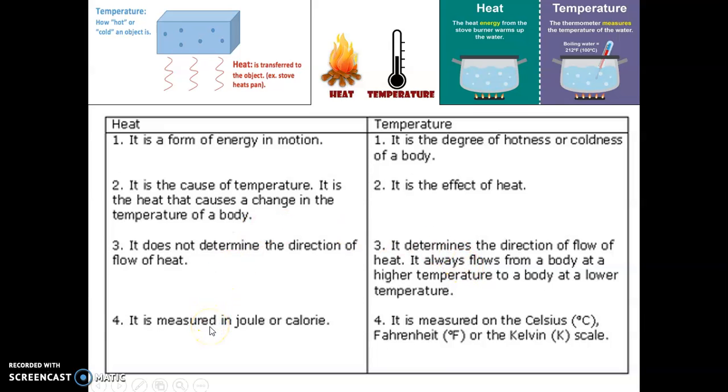And finally, the unit for measuring heat is joule or calorie, whereas the units for measuring temperature are Celsius, Fahrenheit or Kelvin.